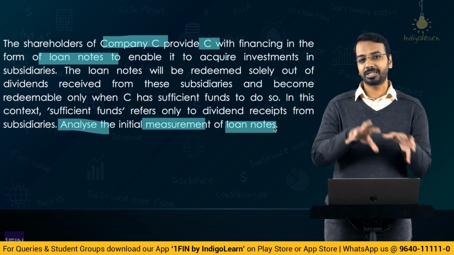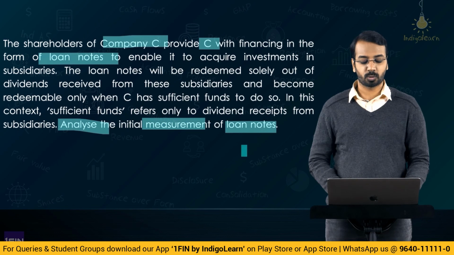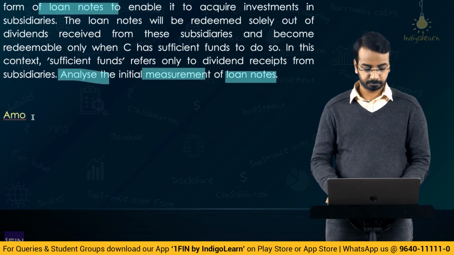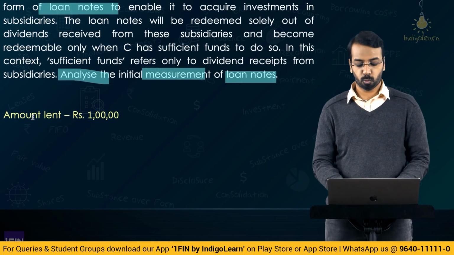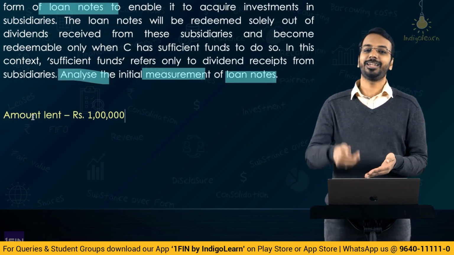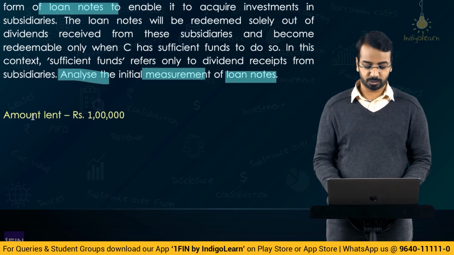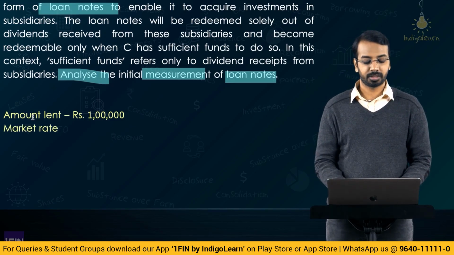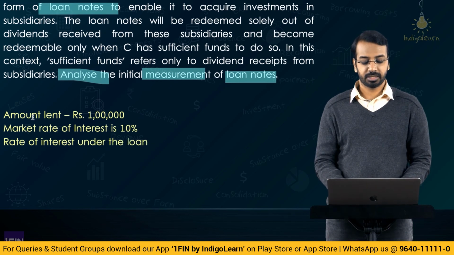So now let us look at it from the point of view of the shareholders. The shareholders have given some amount. Let us say the amount lent is rupees 1 lakh, just for argument's sake. So 1 lakh of loan has been given, right? And we do not know what is the repayment date and all of that. And it is also not a loan repayable on demand. So we do not know what will be the value that will be redeemed, right? And interest rate is also not known. Assume for a moment market rate of interest is 10% and rate of interest under the loan is 5%.